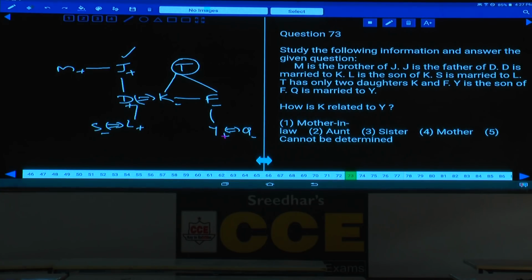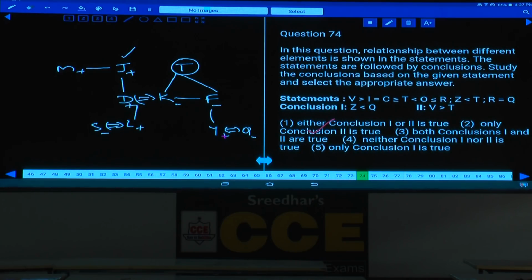Then question number 73, how is K related to Y? Y's mother is F, mother's sister, parents' sister, that is aunt. Aunt, that is choice 2. Question number 73, choice 2 is the answer. Done with this? 71 to 73.